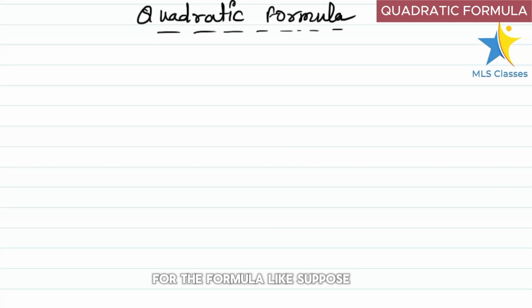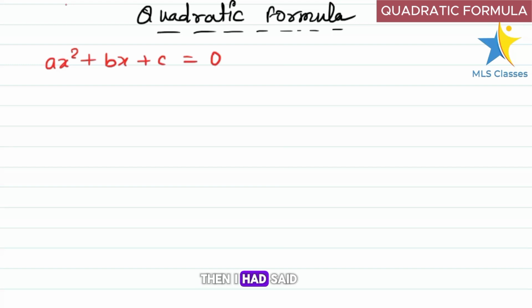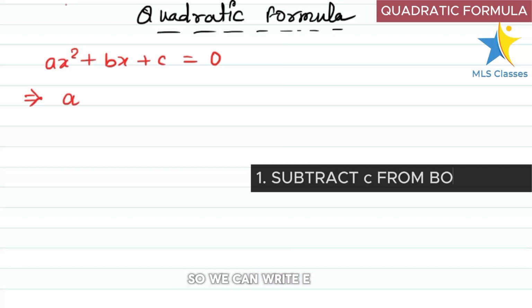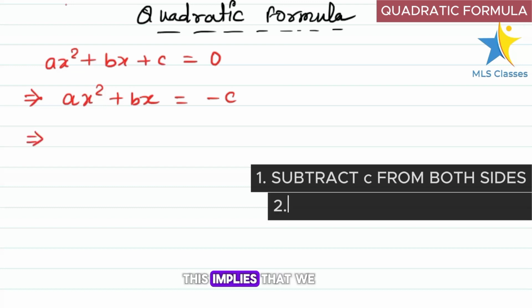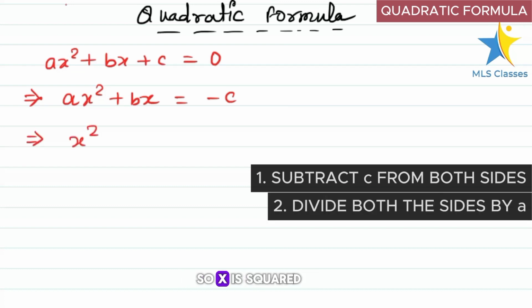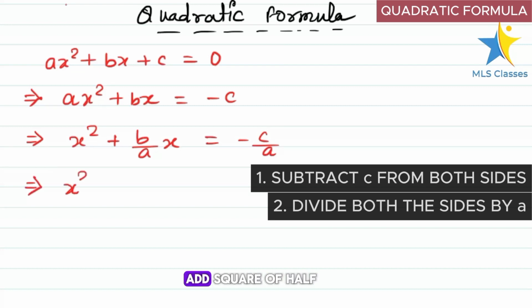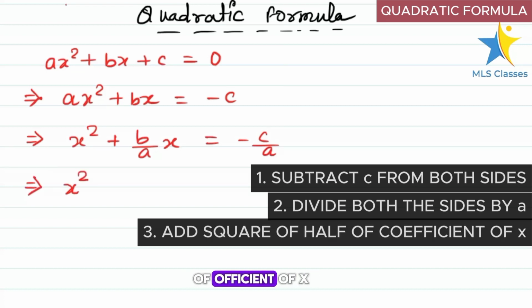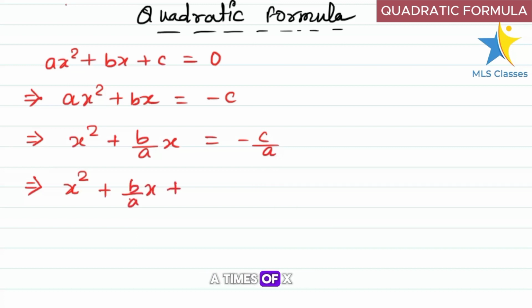Like suppose we are having ax square plus bx plus c equal to 0. Then we first subtract c from both the sides. So we can write ax square plus bx equal to negative c. Then we can divide both the sides by a. So x square plus b over a times x equals negative c over a. Now we have to add the square of half of the coefficient of x. Half of the coefficient of x is b over 2a, and we'll square that, and we'll add the same thing on this side also.